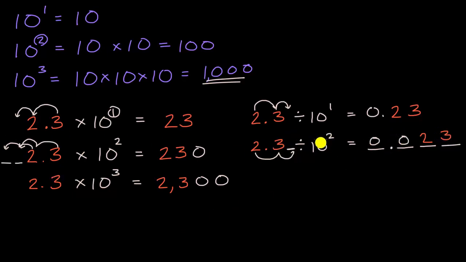So you're probably already seeing the pattern here again. Whatever the exponent is, if you're dividing by 10 to that power, you're going to shift the digits that many times. You're going to shift the digit that many places to the right.